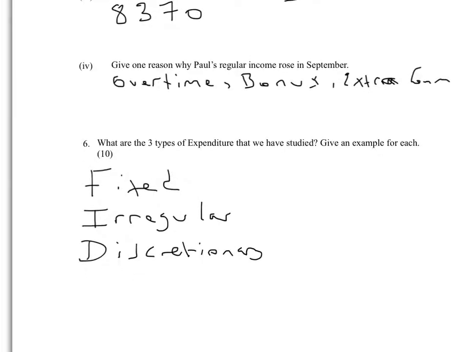Give an example for each. Very important. So an example of a fixed expenditure will be rent, as it's the same amount. Fixed means the same amount every single week, day, month, year. The same amount. Irregular then, up and down, so depending on usage. So it could be phone bills, for example.